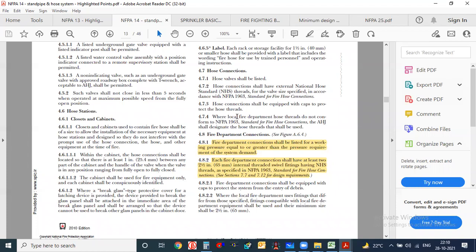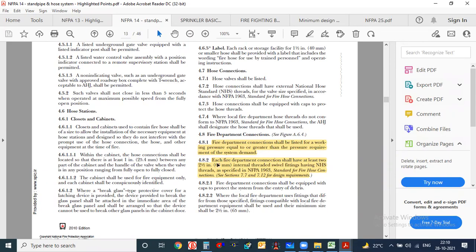Now this is the most important point. Fire department connection pressure should always be greater. Why? Because our main system pressure is 175 psi. So either the fire department connection should hold 175 psi, or it should be greater than 175 psi. It should not be less than 175 psi as per this particular point.